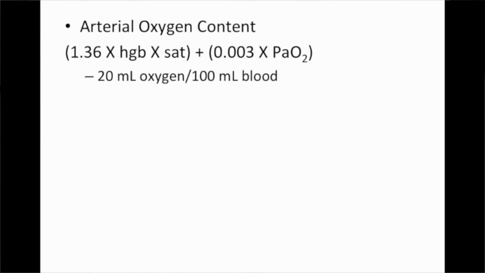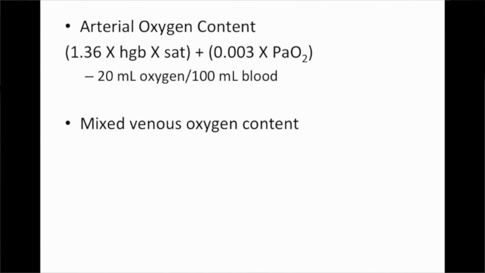And the normal value, as you can see here, is 20 milliliters of oxygen per 100 milliliters of blood. It's important to recognize that the overwhelming majority of the oxygen is bound to hemoglobin. And as was discussed when I was a fellow, if you had to pick what's more important, the oxygen saturation or the PO2, clearly the oxygen saturation is of greater importance.